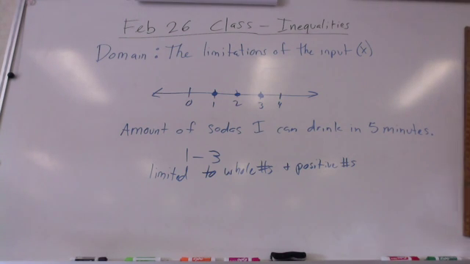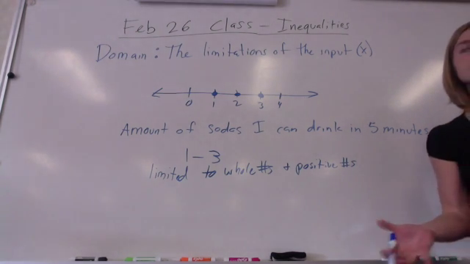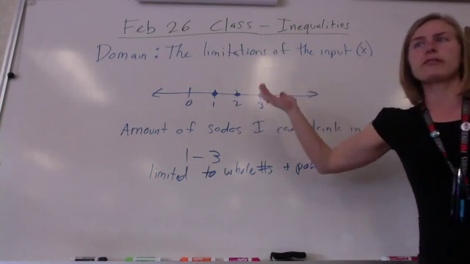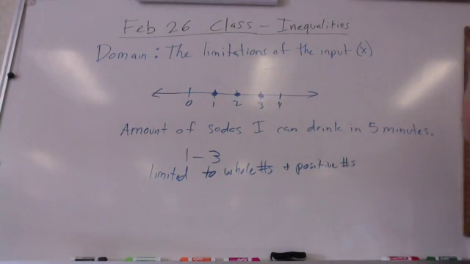But this goes back to when we were talking about whether things were continuous or discrete. So this would be discrete. We can't have those middle 2.5 sort of numbers. Why is it just 1, 2, 3? Just for what the situation was. Maybe if I make it 20 minutes, then it might be 1 through 8. But I haven't tried drinking that many sodas in 5 minutes.